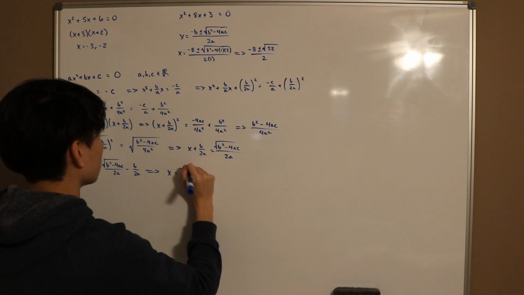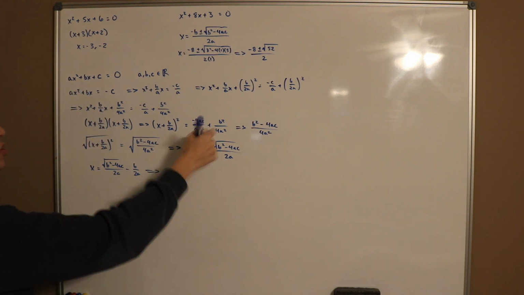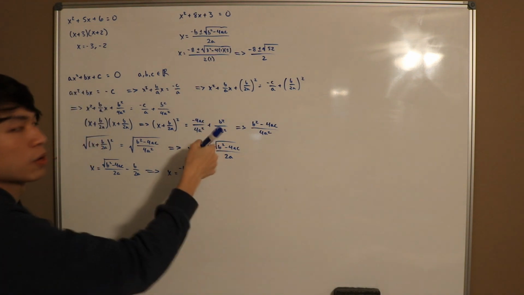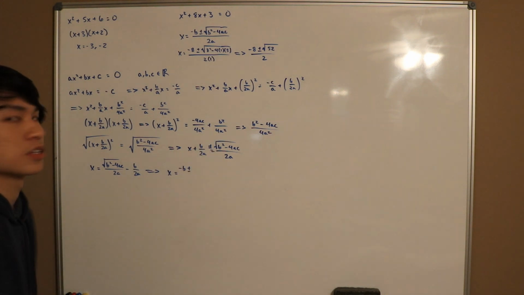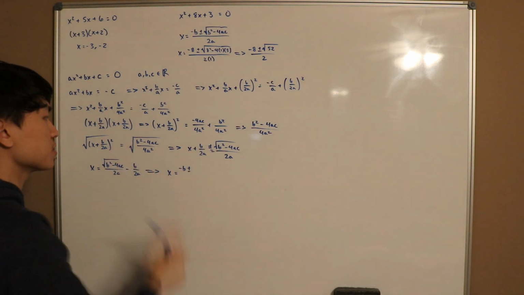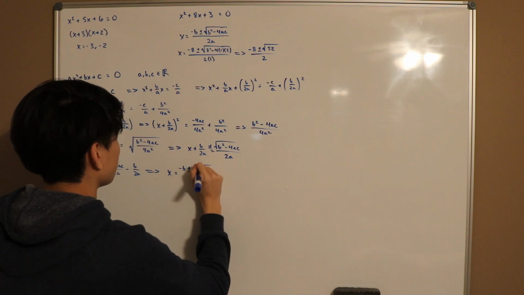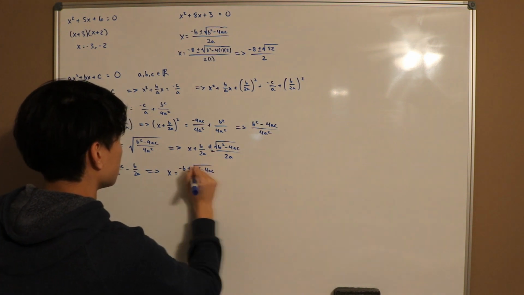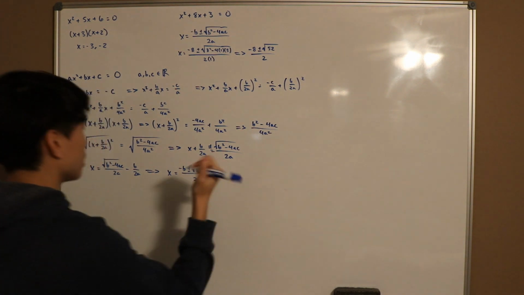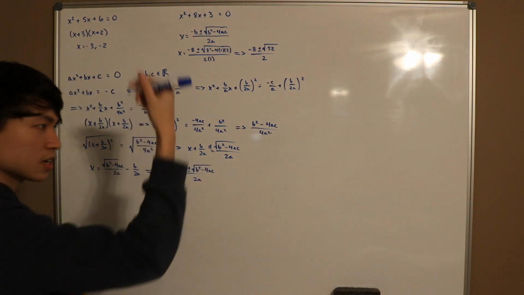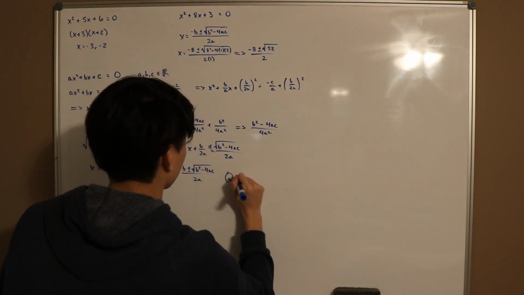So we have that x is equal to negative b plus or minus. Make sure you put a plus or minus here because this is a square root, so we have to consider both positive and negative values. So plus or minus the square root of b squared minus 4ac, divided by 2a. And that's it. We have the quadratic formula right here.